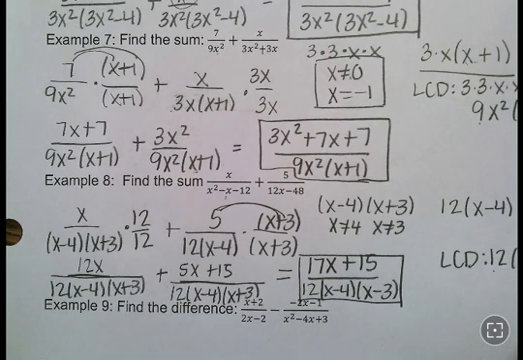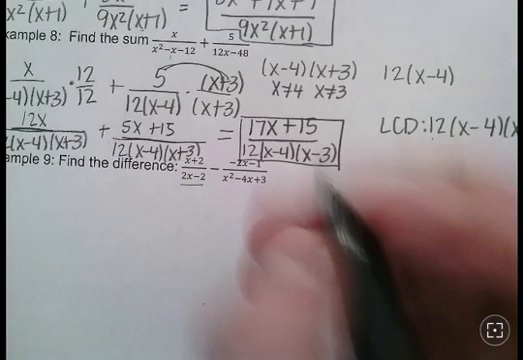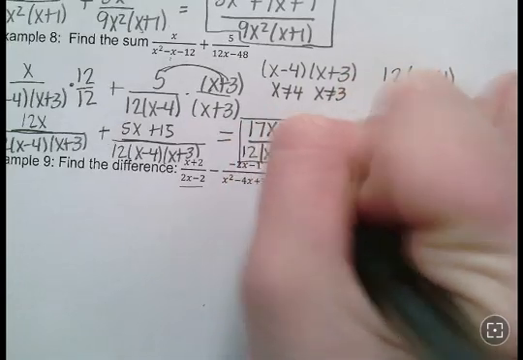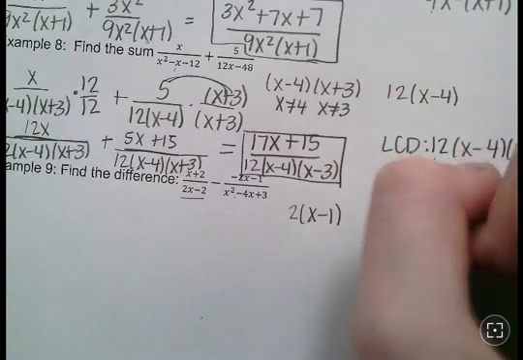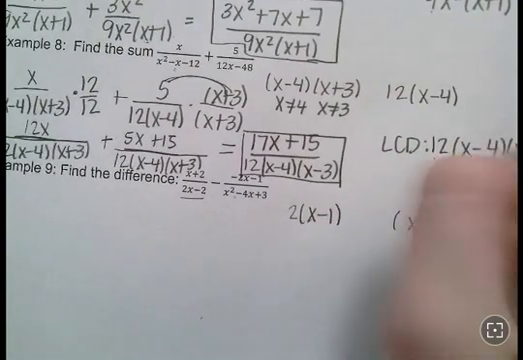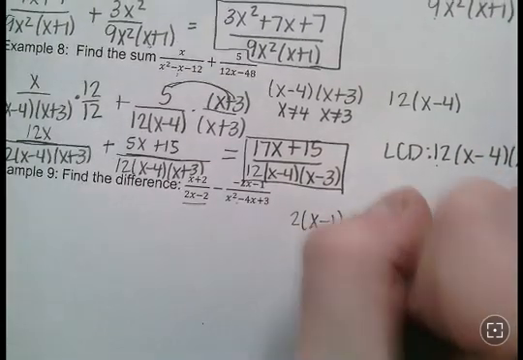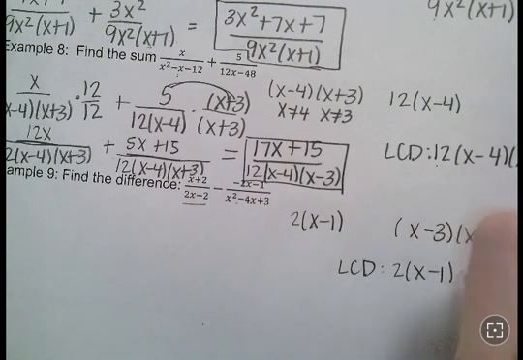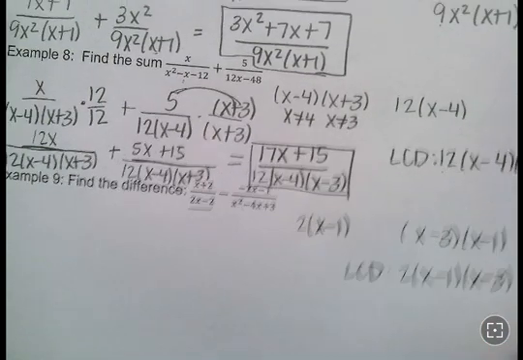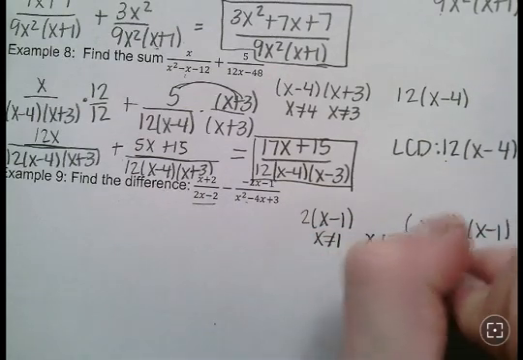All right, last one here. Here we go. Find the difference this time, which is just the same thing as addition, just with a negative. So factor the denominators first. That has a GCF of 2, so that factors to 2 times x minus 1. This one here factors to x minus 3, x minus 1. So the LCD here is 2, x minus 1, x minus 3. The restrictions are x cannot be 1 and x cannot be 3.